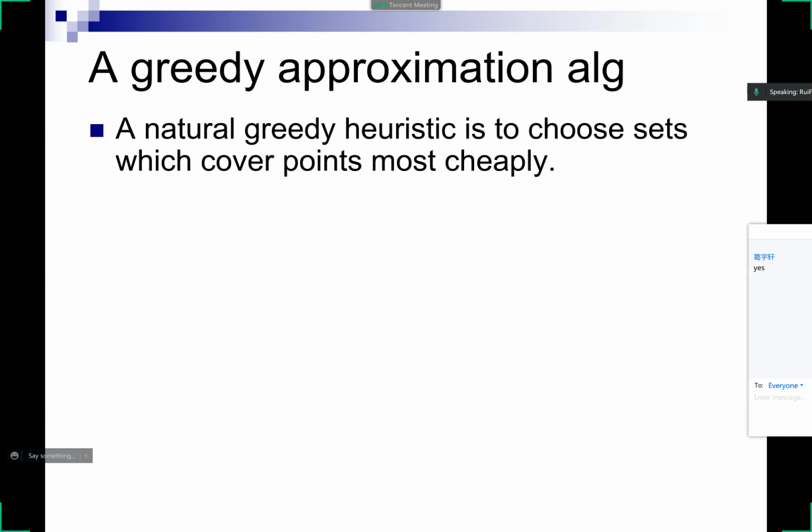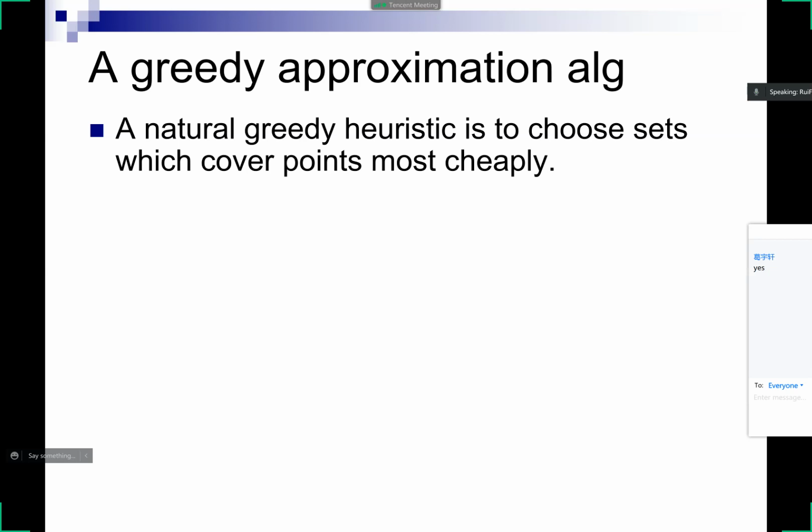But if this expensive set can also cover many, many elements, then it's worthwhile to use that set, right? Because you pay a high cost, but then you get a lot. You cover many, many elements. On the other hand, you might have a set which only covers a few elements. So that kind of looks like a bad set. But if that set is very, very cheap, then you also want to use that set, right? Because even though you don't cover many elements, you also pay very little. So that's also a good set.